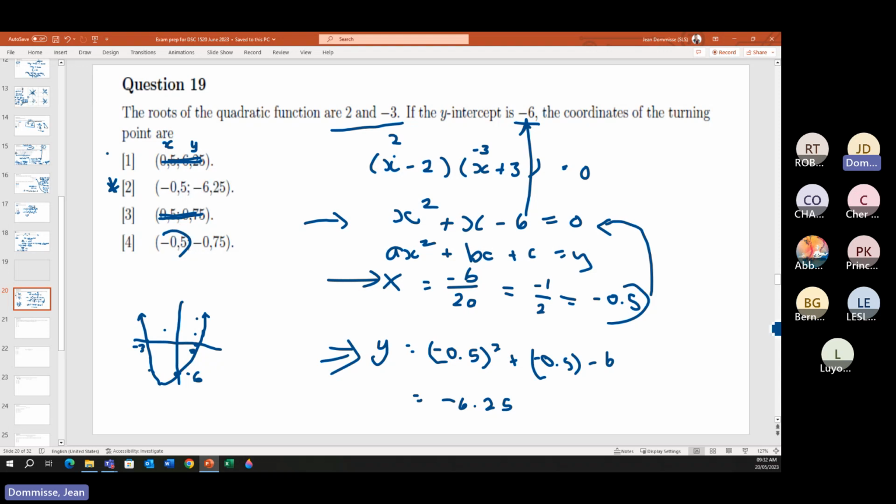Because again, we've got from 0 minus 0.5. So if you didn't draw this, you still would have had two options to pick out. So you needed to go to what your y value is. And then we would have seen it is the minus 6.25. Okay, questions on this one.